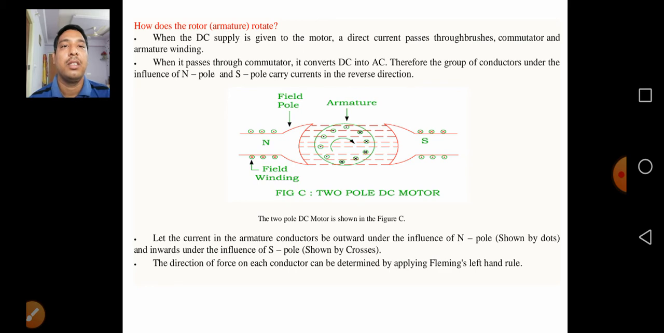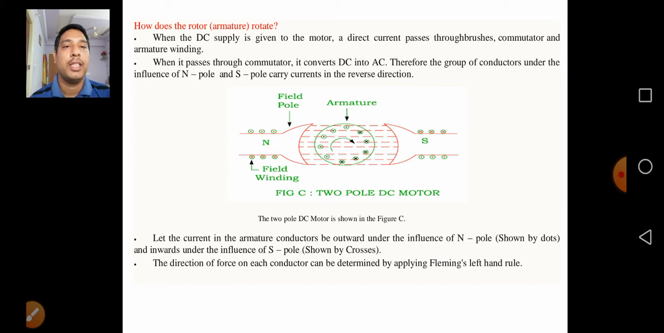And here, what are the different parts of the motor? As part of the generator we have discussed, there is no constructional difference between the generator and the motor. The same construction, the same parts we discussed in the generator, we are going to use in the machine, that is the motor, also.